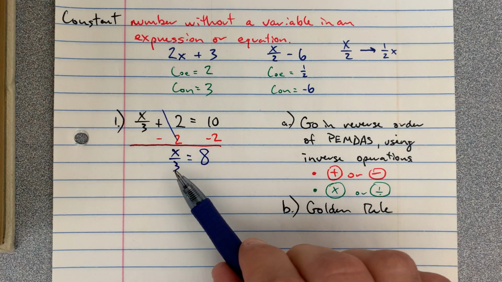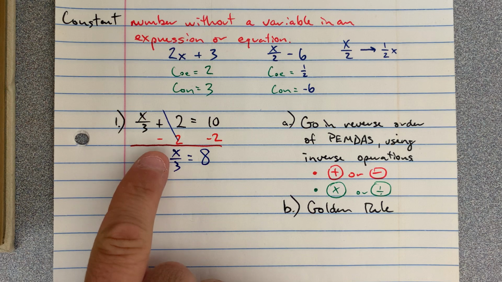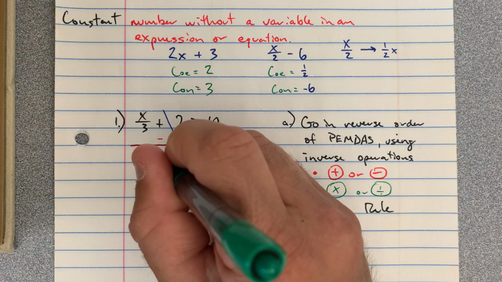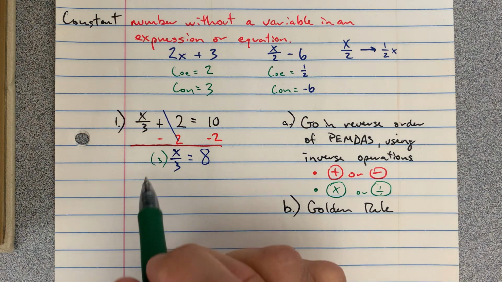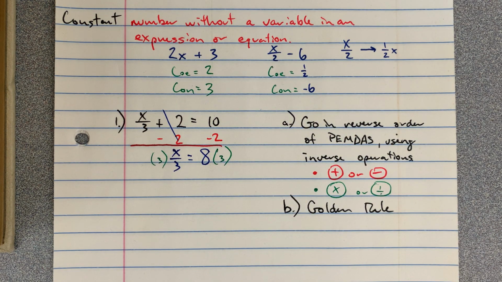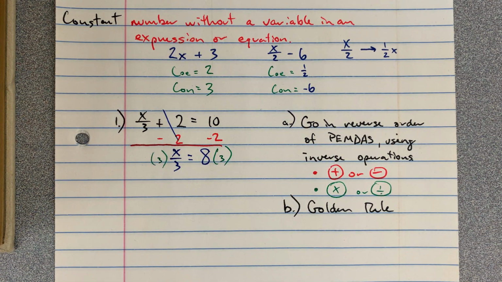Now I'm down to a one-step equation. Now I'm going to multiply or divide. Well, it's x divided by 3, so instead of dividing by 3, we are going to multiply by 3. And what I do to one side, I still do to the other. These cancel out over here on the left side.